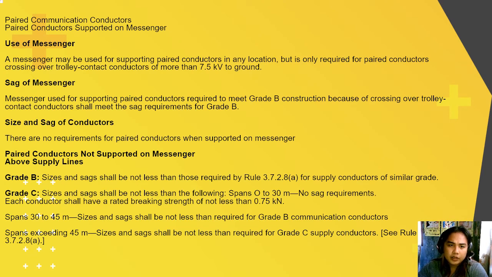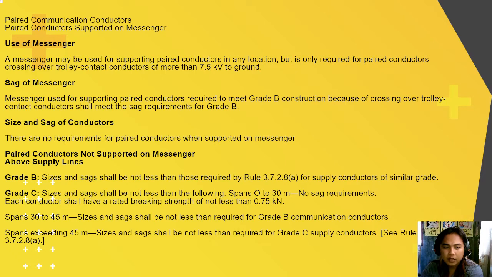Okay, for the paired communication conductors. Paired conductors supported on messenger: a messenger may be used for supporting paired conductors in any collocation, but is only required for a pair of conductors crossing over trolley contact conductors of more than 7.5 kilovolts to ground. So the sag of messenger: a messenger used for supporting paired conductors required to meet Grade B construction because of crossing over trolley conductors shall meet the sag requirements for grade B.